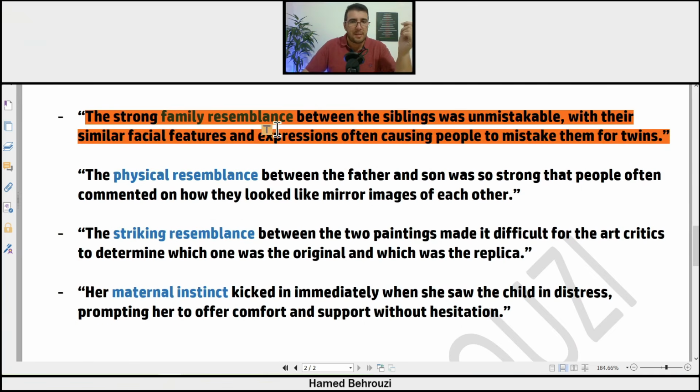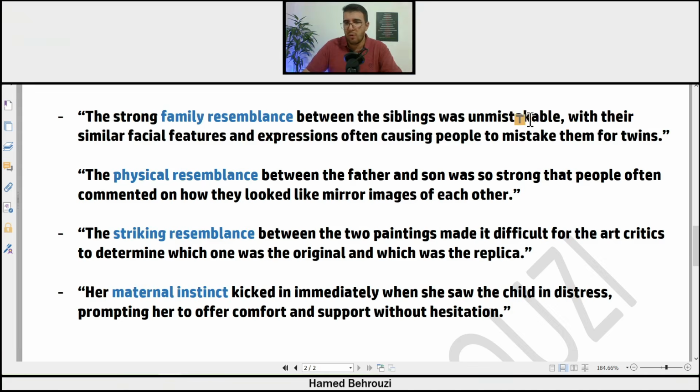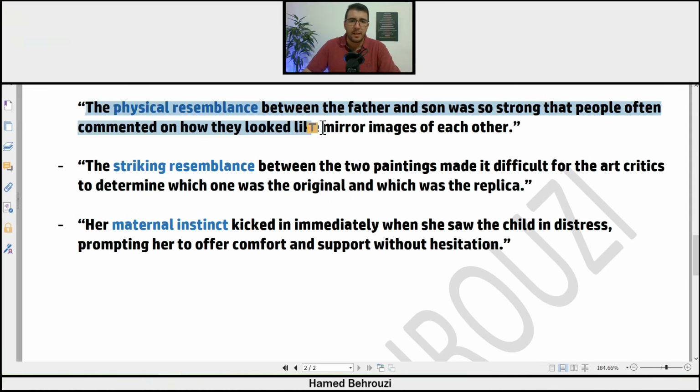The strong family resemblance between the siblings was unmistakable, with their similar facial features and expressions often causing people to mistake them for twins. Unmistakable is easy, it means sure, definite. You never confuse them with each other. And facial feature means the characteristics that your face has, like the way my mouth is, the way my eyes are placed. That's my facial feature. That's nothing. It's easy. Next one.